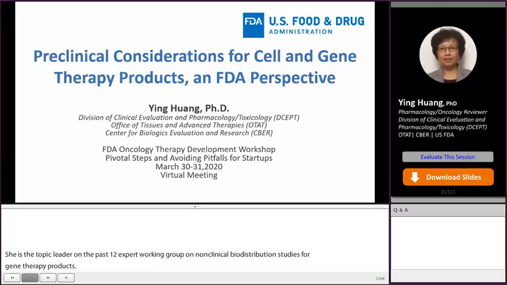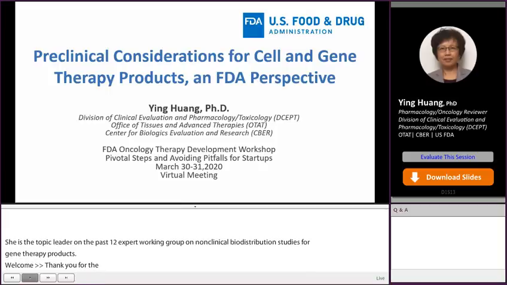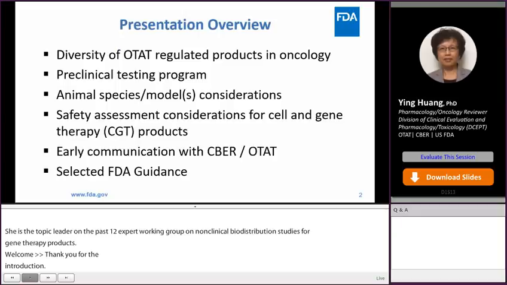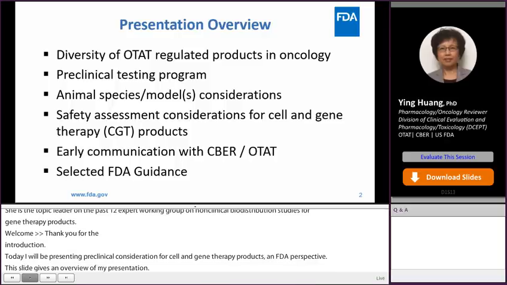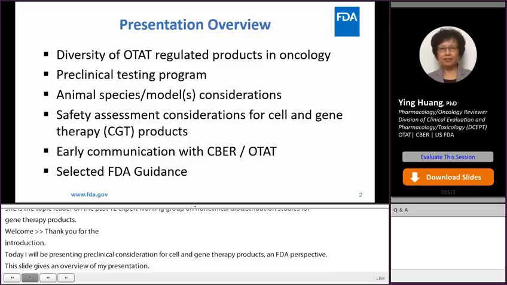Today, I will be presenting preclinical considerations for cell and gene therapy products, an FDA perspective. This slide gives an overview of my presentation. I will review the diversity of OTAT-regulated products in oncology, describe a preclinical testing program in the 2013 FDA guidance for preclinical assessment of cell and gene therapy products, discuss animal species models consideration in preclinical assessments.